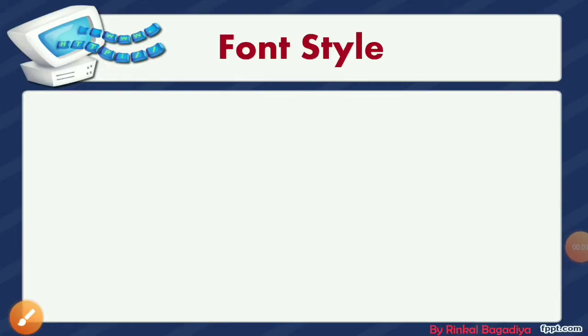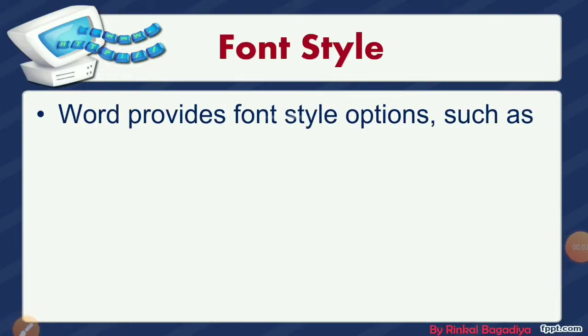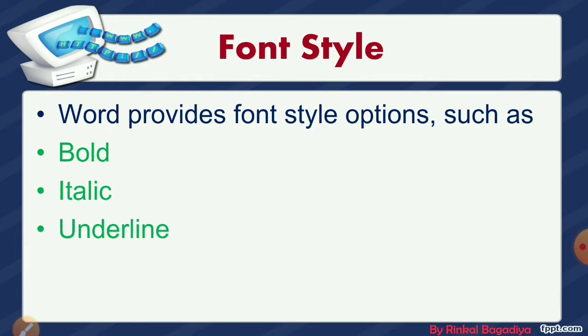Font style. Word provides font style options such as bold, italic and underline. These three font styles are provided by Word. These font styles are used to emphasize the text and catch the reader's attention. After applying these three effects, our text looks different from normal text, which you can understand easily when we are doing practical. Okay.